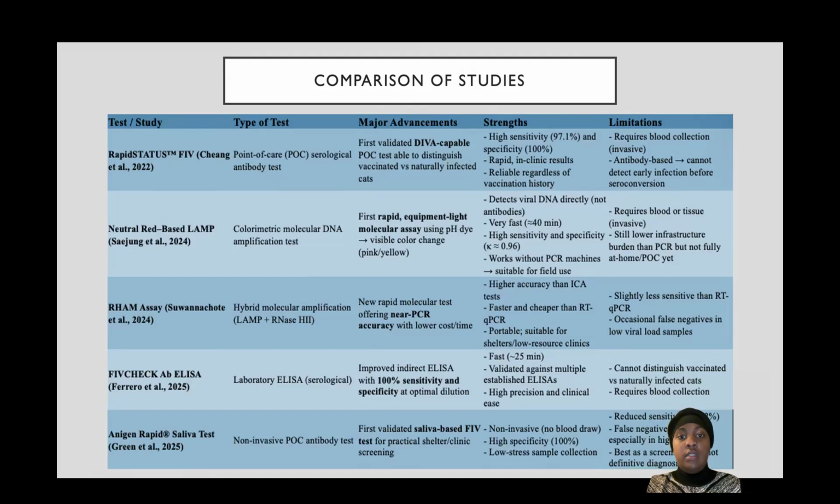The limitations of this test do include a lowered sensitivity compared to PCR and occasional false negatives with samples with low viral load, and unfortunately it does still require a blood sample. The second study here, done by Ferrero and others, analyzes the efficiency of a new laboratory ELISA called the FIV Check AB ELISA, which offers rapid results and high precision for clinical use. Unfortunately, the test can't distinguish between vaccinated and naturally infected cats, and does also require a blood sample for use.